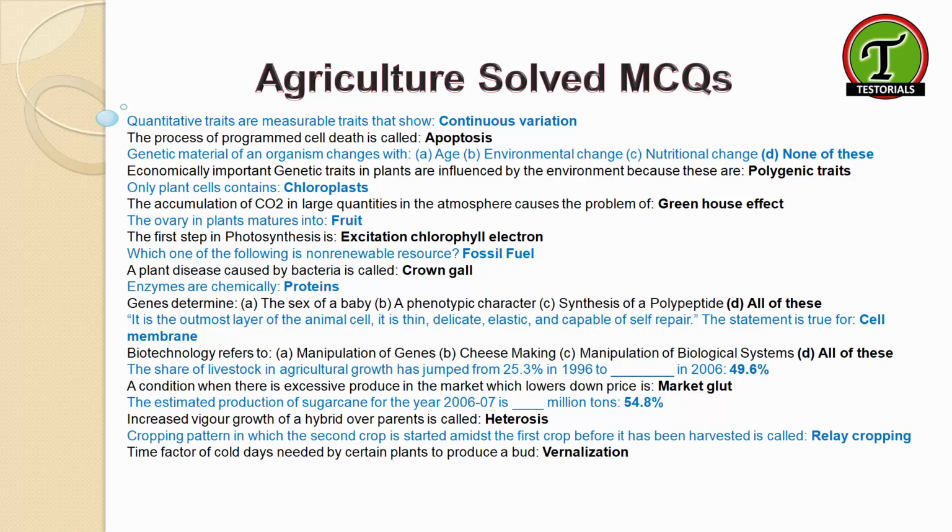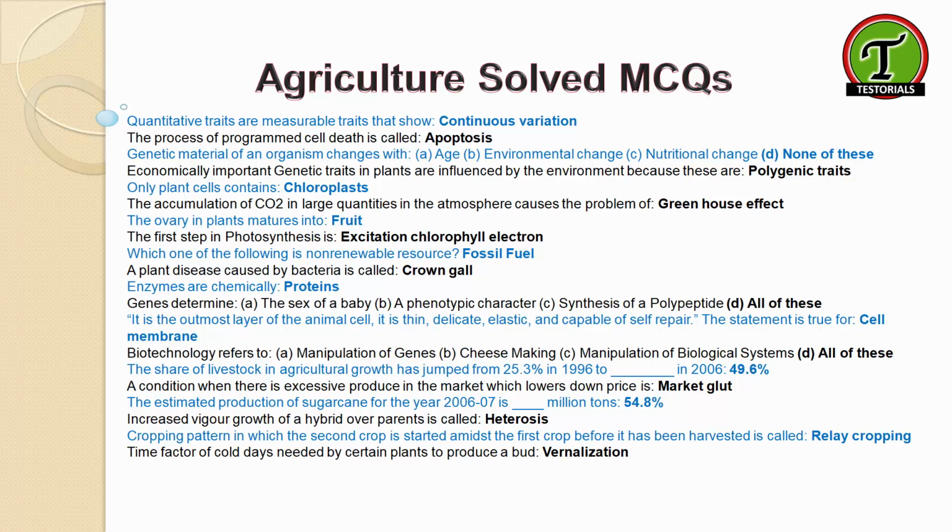115. The share of livestock in agricultural growth has jumped from 25.3% in 1996 to blank in 2006, to 49.6%. 116. A condition when there is excessive produce in the market which lowers down prices is market glut. 117. The estimated production of sugarcane for the year 2006-07 is blank million tons, 54.8.